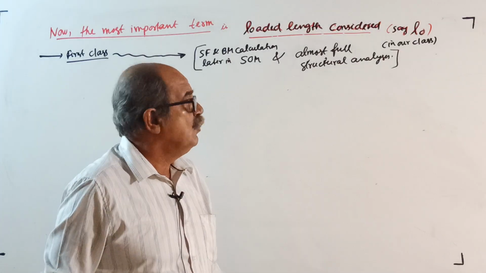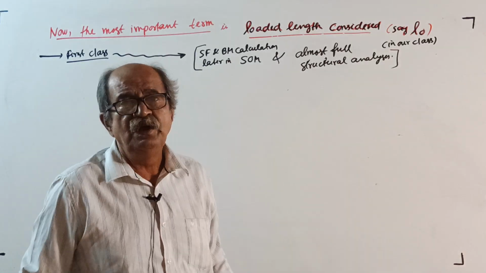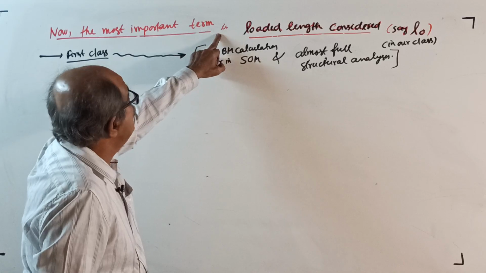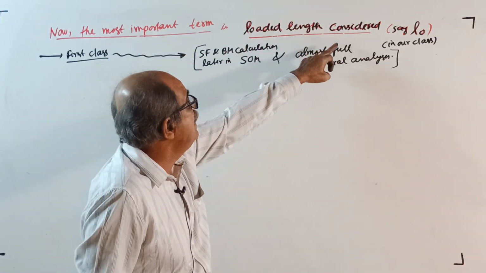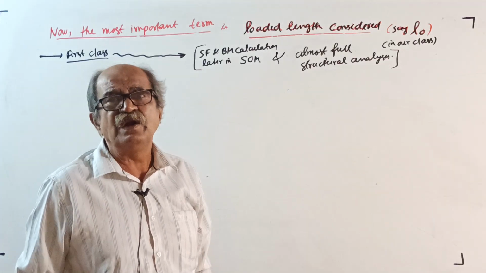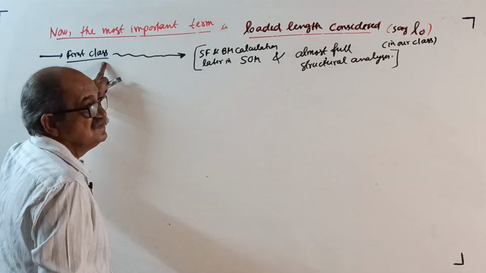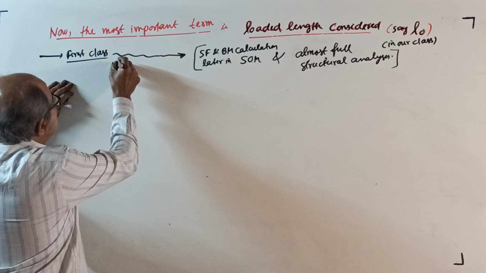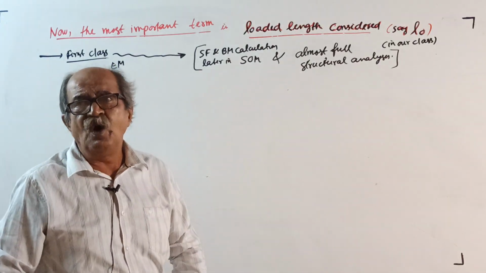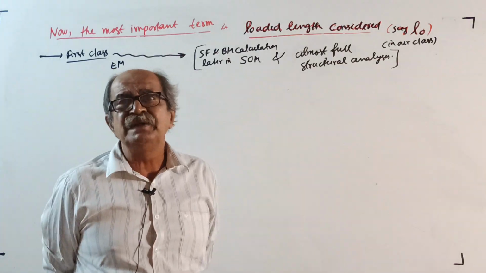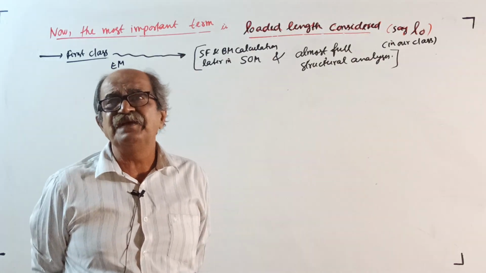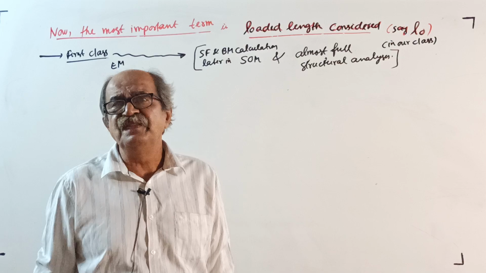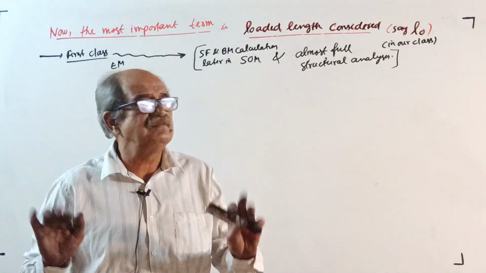Now, what all I dictate without writing on the board, those who are interested should write it. The most important term, once again, double color, loaded length considered. In our class, it is L0. Now, first, make a note. If somebody is interested only in engineering mechanics, maybe he is not civil or mechanical, some other branch where he has to study mechanics in one subject, then you never bother. For you, loaded length considered is the full length of load given.